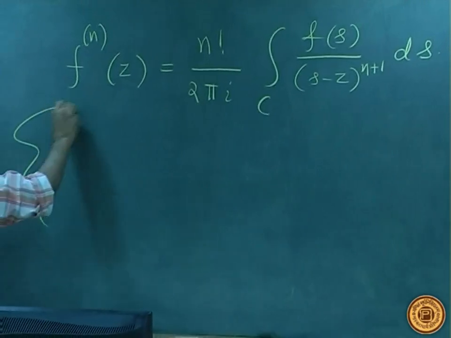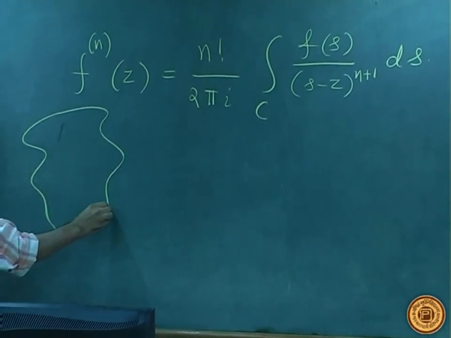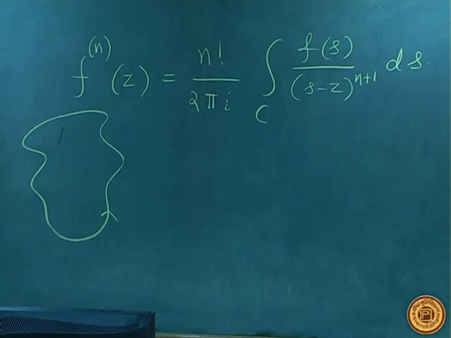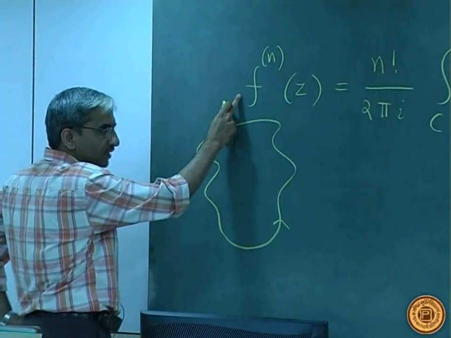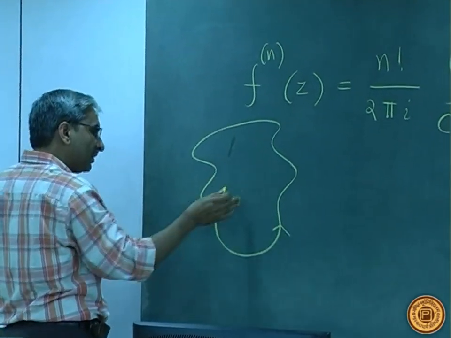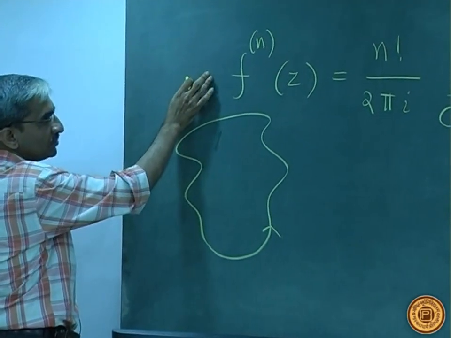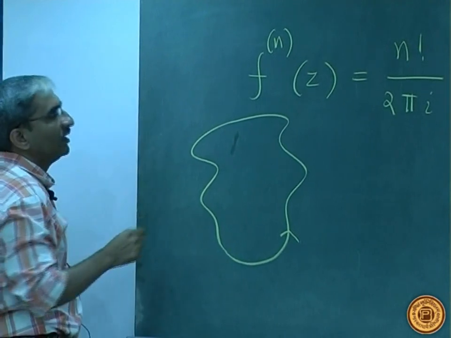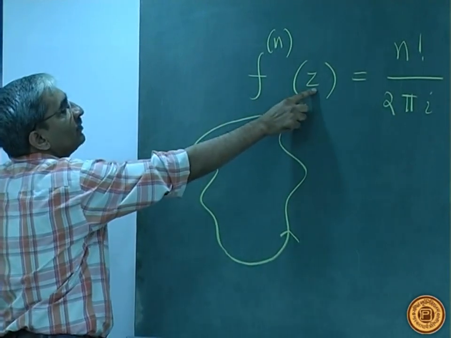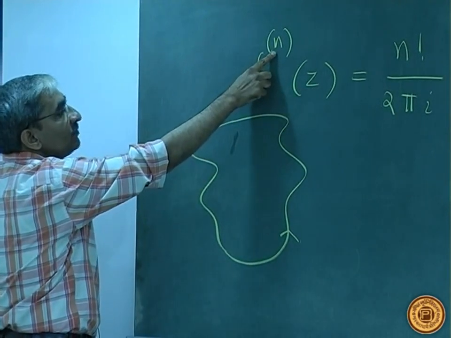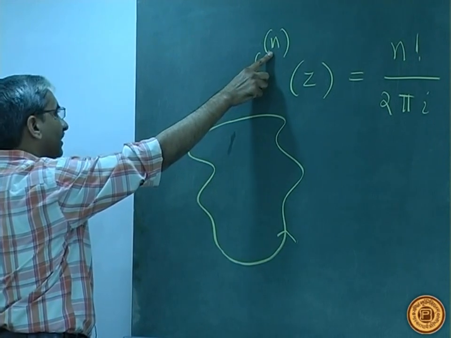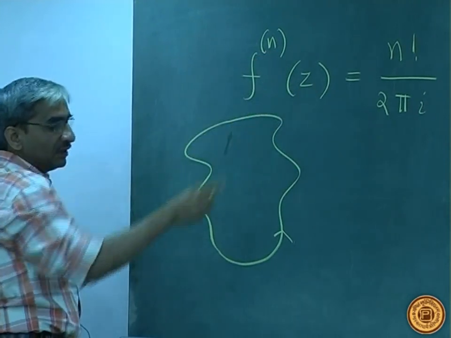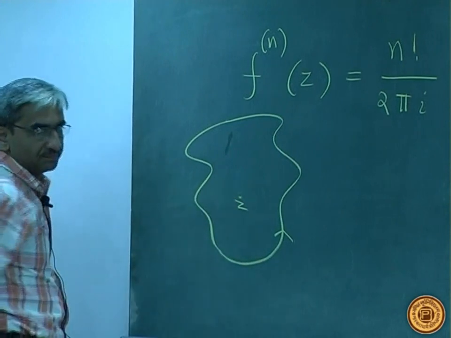So this is C, and this function has to be analytic on C and inside C. So if you want to use this formula, these conditions have to be satisfied. And then this z, at which the nth derivative function is well defined and analytic, and this formula is applicable, if the point z is inside.